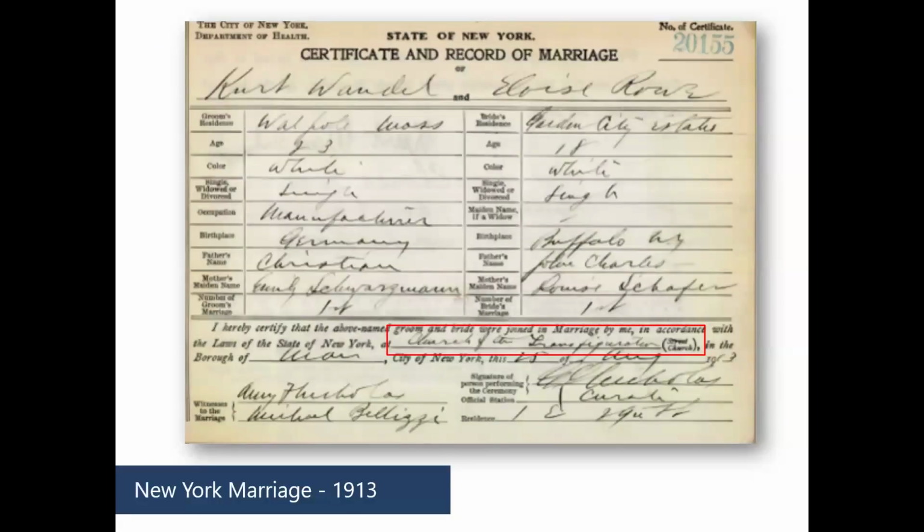Here we have the certificate and record of marriage from the state of New York. This was in New York City for Kurt Vondel and Eloise Rowe. And this happened in Manhattan. And then I have highlighted that at the bottom, it does say that they were married by the laws of New York at the Church of the Transfiguration. Below that is the chicken scratch that is the minister. I still have no idea who he is. However, fortunately, I was able to make out the church's name and I could work with that.